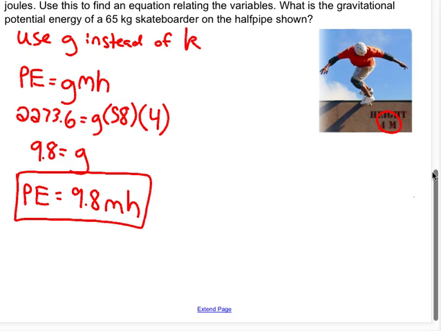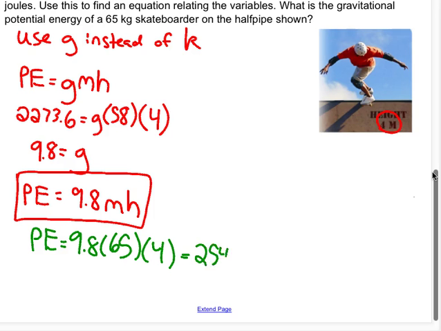And we want to know, well, what if there's a 65 kilogram skateboarder on the half pipe shown? What is their potential energy? Well, assuming they're at the same height, 9.8 times 65 times 4, they'd have 2,548 joules of potential energy.